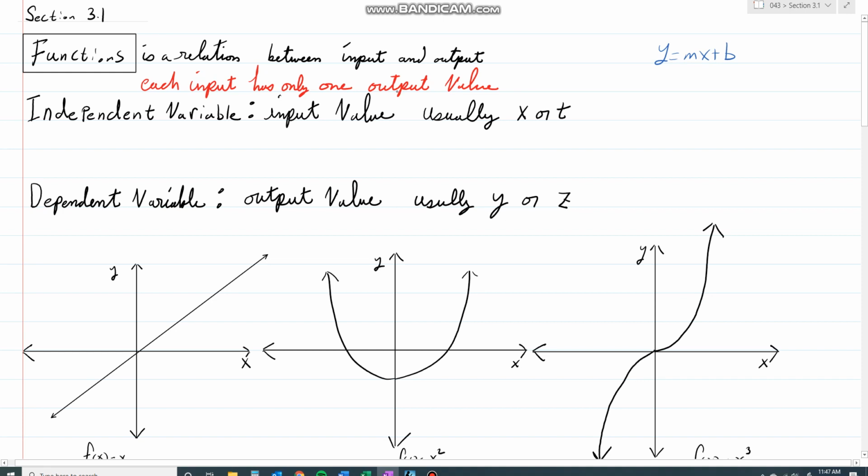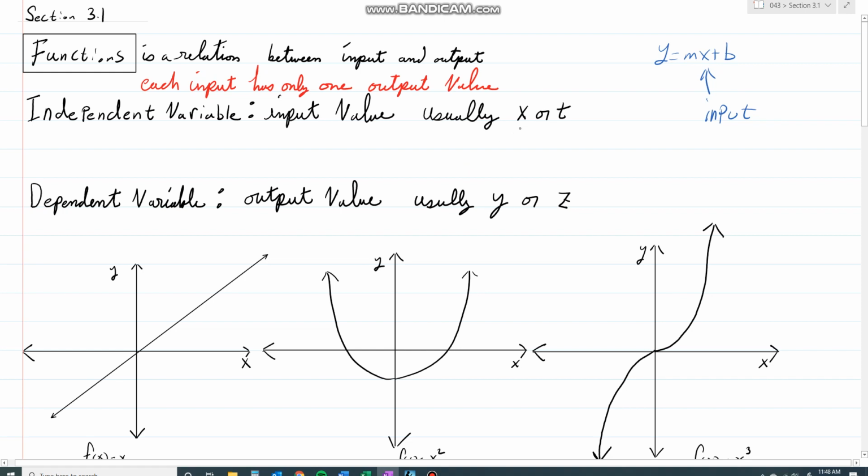You can have more than one variable as the input. We're going to focus on a single variable equation, and that will get you all the way up to calculus 1 of having that single variable equation. Now, the independent variable is the input value. For our example with the line, that would be the x. So the x is the input value.